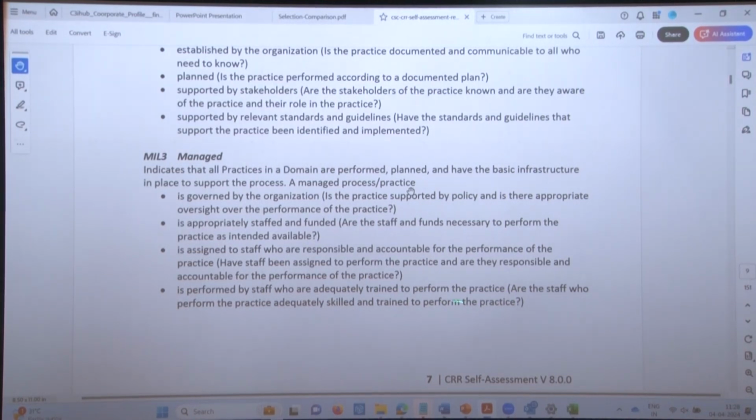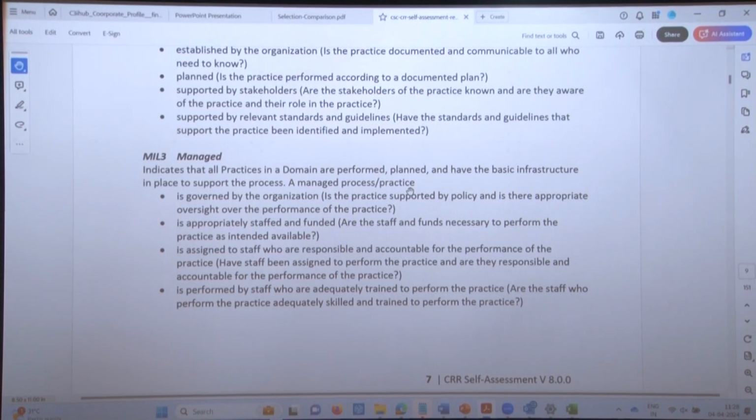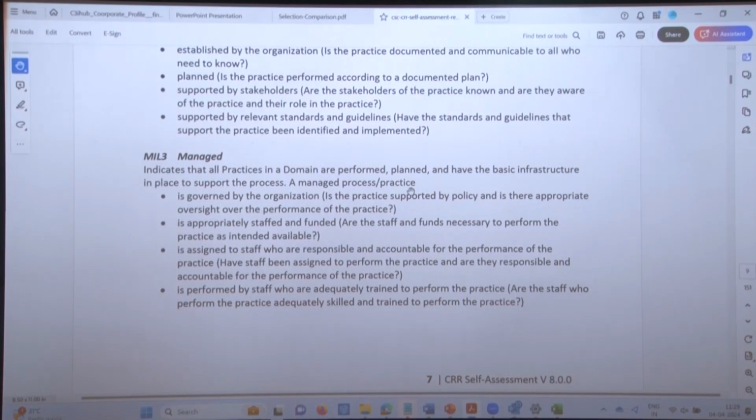So hopefully it will be adopted by many organizations, and there would also be training organizations that will come up. These training organizations will get accreditation from QCI, the Quality Council of India, to train people according to this, right. So that is the idea. So anyway, this is what it takes to be MIL 3. MIL 3 is beyond the fact that it is planned, but it is also governed by the organization with organizational support at the highest level and with proper adequate staff, staff accountability and training. So that is MIL 3.